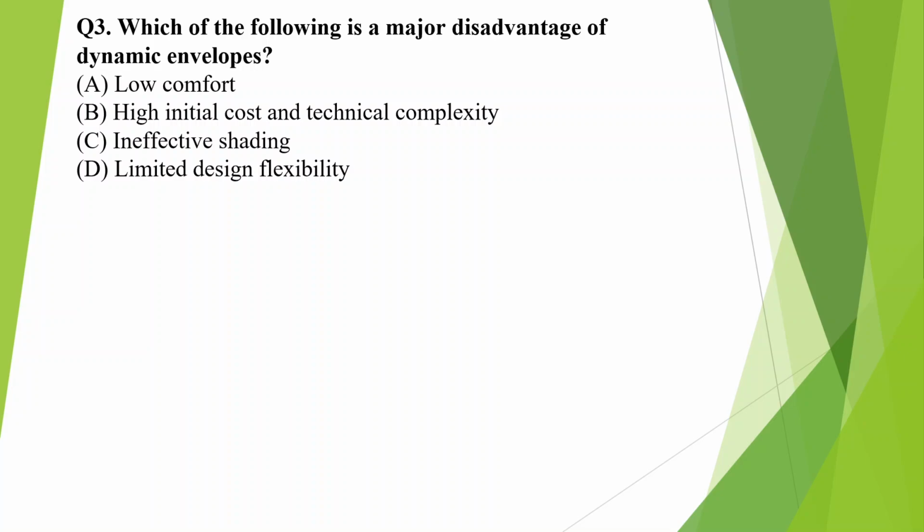The third question is asking you which of the following is a major disadvantage. There will be some disadvantage of these dynamic envelopes. Otherwise, why is everyone not adopting this? So what do you think the primary disadvantage of the dynamic envelope system can be?